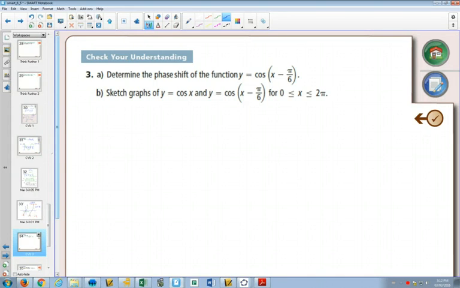Is that pi over 6 inside the function or outside of the function? Inside. So which way is it going to move it? Move it horizontally, pi over 6 to the right. So again, what we're going to do is we're going to say, I know my parent graph looks like this. What is it going to look like if I graph it?